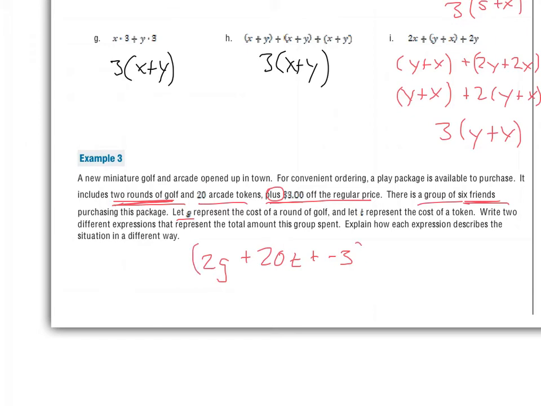And then there are 6 of them, so we have 6 groups of this being purchased, and we're going to have this value. So if we wanted to write this in a different way, we could go ahead and distribute, and that's going to give me a simplified answer of 12G plus 120T plus negative 18.